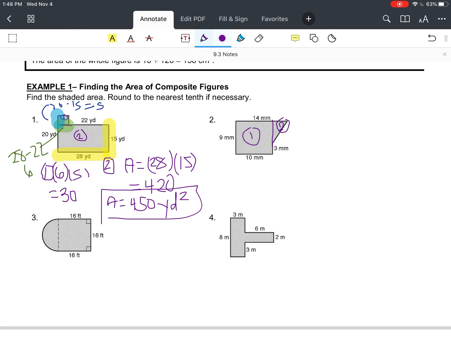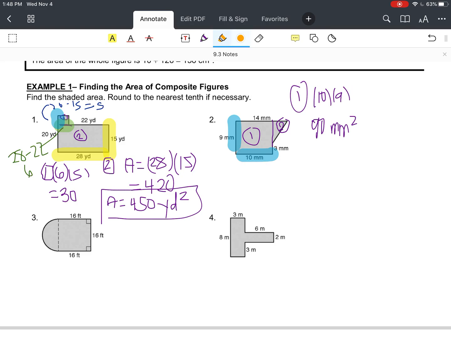So number 2, there's a few ways you can break it up. In my mind, I immediately see a triangle and a rectangle. I'll call figure 1 a rectangle and figure 2 the triangle. So figure 1 will be easy to find the area. It's just base times height, 10 times 9, which is 90 millimeters squared.